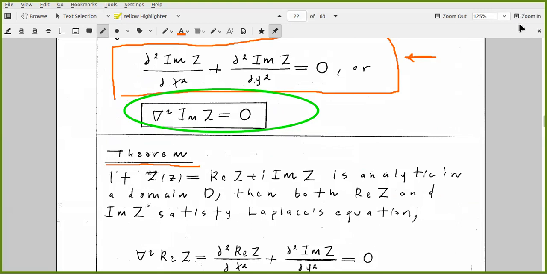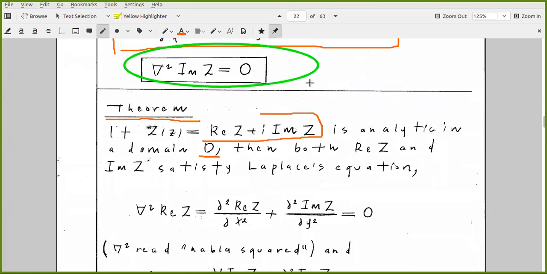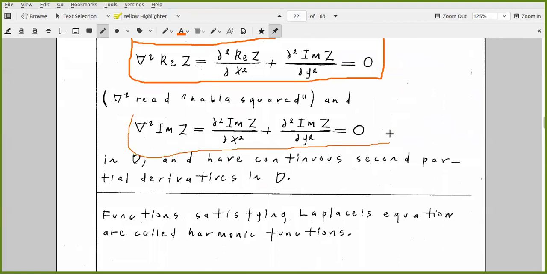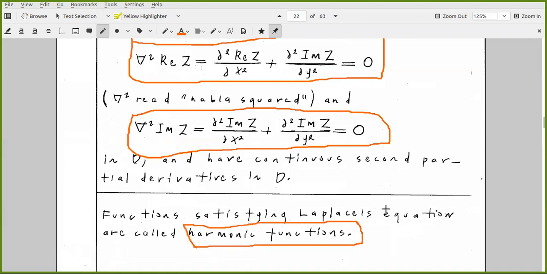Second theorem, related to an analytic function z. This is real z plus i times imaginary z. Suppose that it's analytic in a domain D, then both del squared real z and del squared imaginary z are 0. Real z and imaginary z are said to be harmonic functions. A harmonic function is a function that satisfies Laplace's equation. For this reason, both real z and imaginary z are harmonic functions.